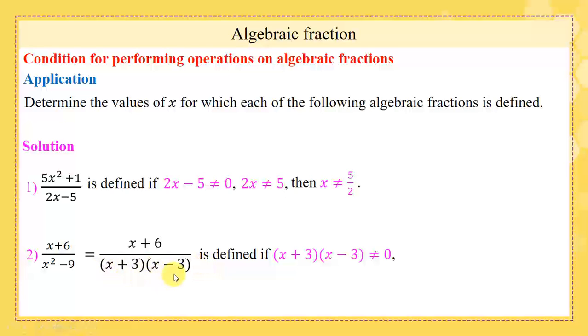Here, the fraction is defined for x plus 3 times x minus 3 different from 0. So, x plus 3 is different from 0 and x minus 3 is different from 0. Whenever you have a product in the denominator, each of the two factors that are multiplied must be different from 0. So we put AND between the two factors. x plus 3 different from 0 means that x is different from minus 3, and x is different from 3.